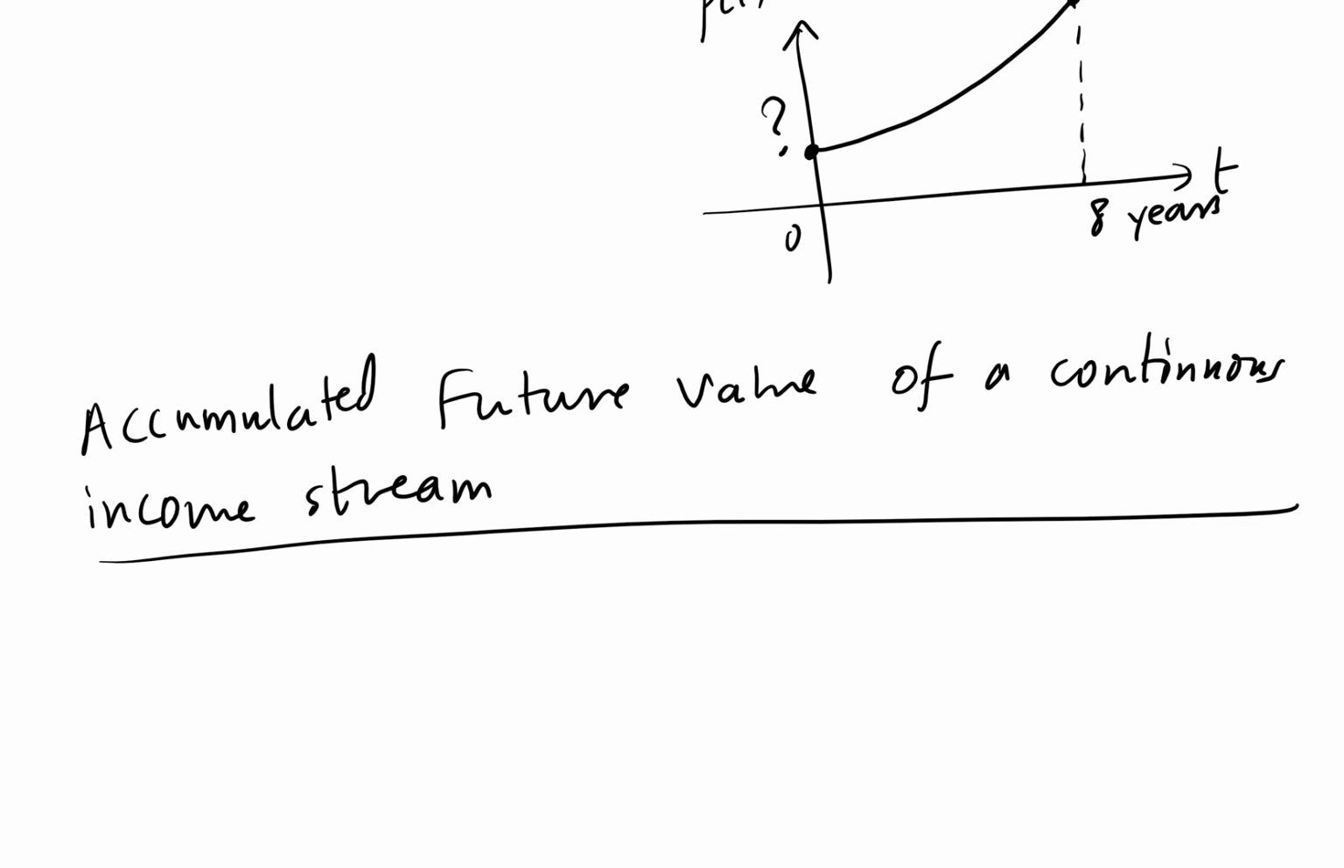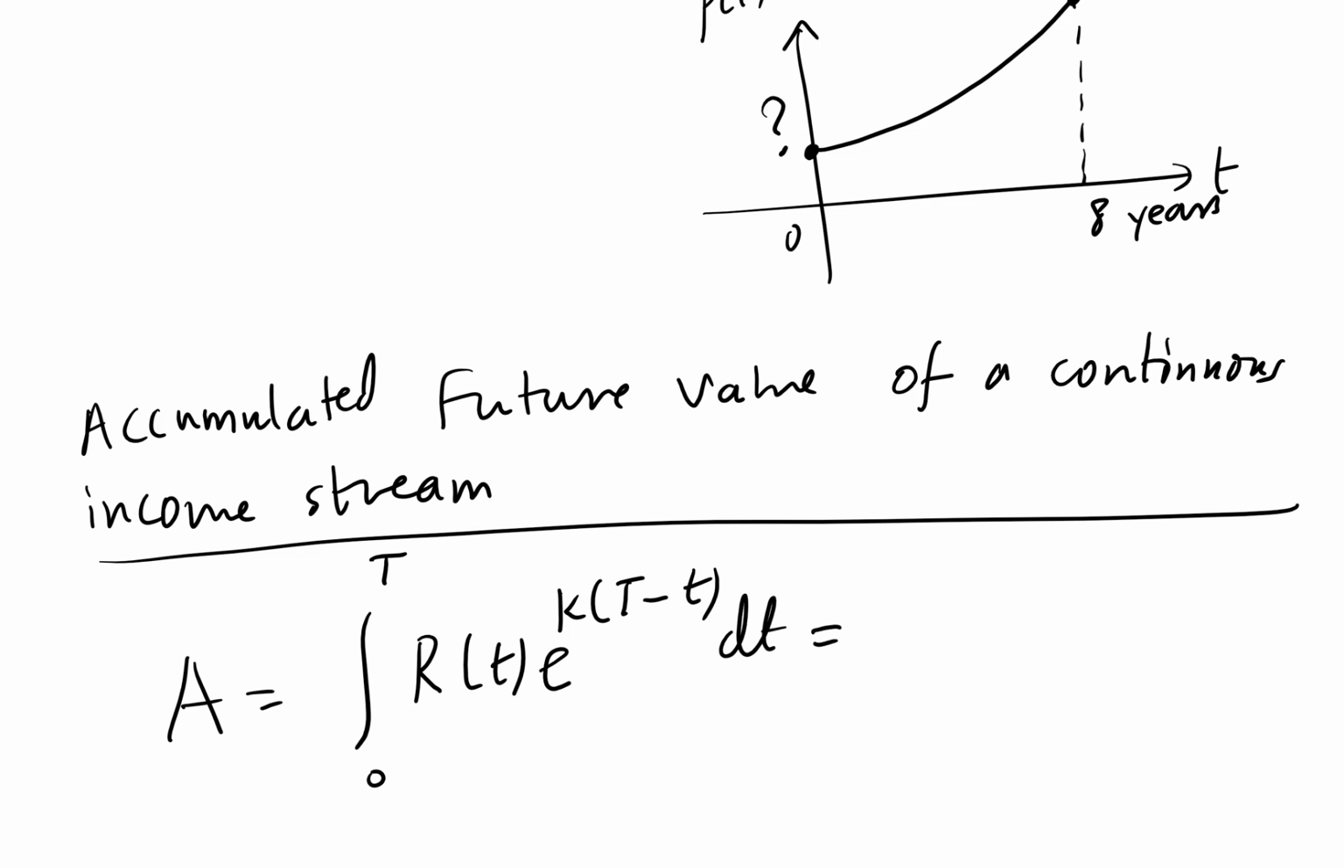The accumulative future value of a continuous income stream is given by the formula A equals the integral from 0 to capital T of r of small t, e to the k times (capital T minus small t) dt. You can rewrite it, an easier way to do it, as e to the kt times the integral from 0 to capital T of r of t, e to the negative kt dt.